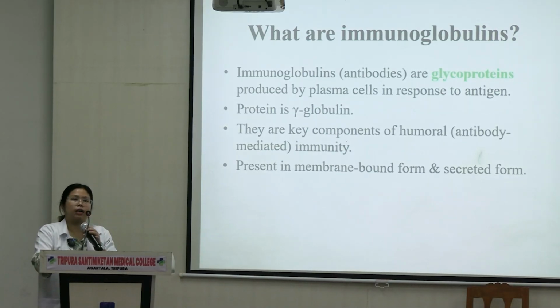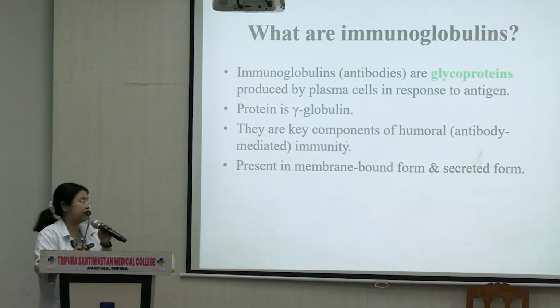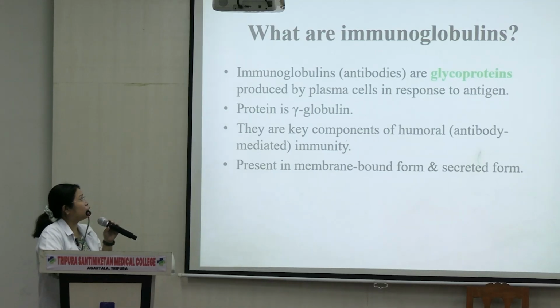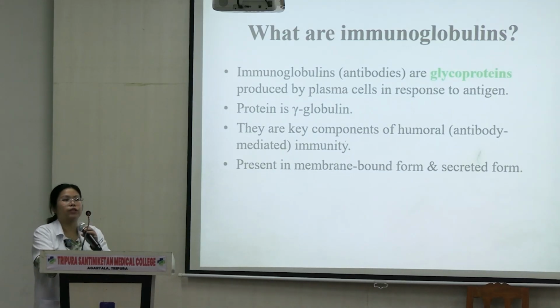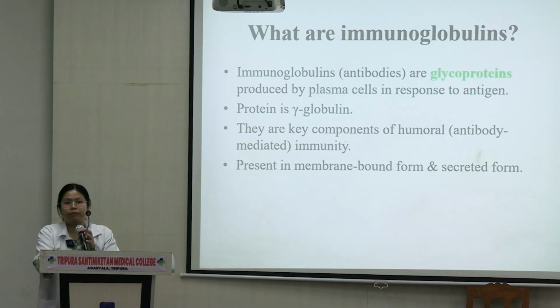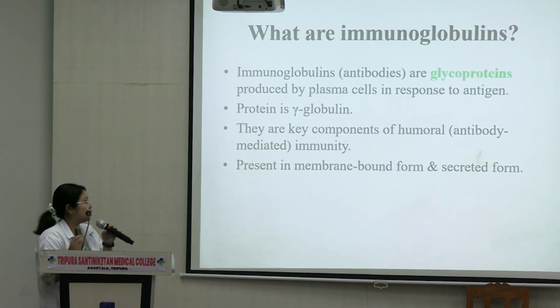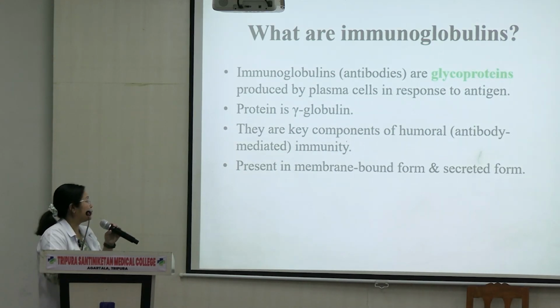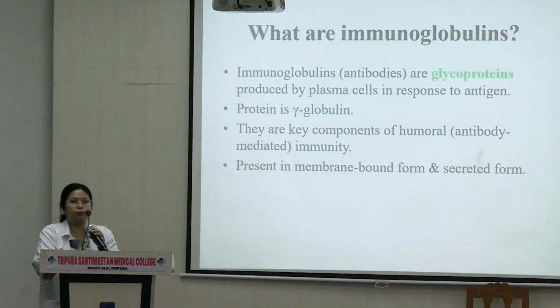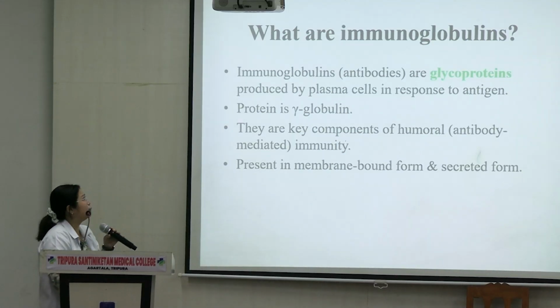You don't have to know what a gamma globulin is and everything, but just remember the name. They are a key component of the humoral immunity. When you say humoral, always remember antibody-antigen interaction, okay? And they are present in both membrane-bound form and secreted form.